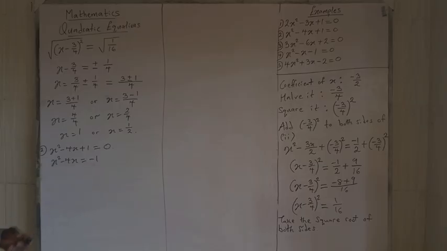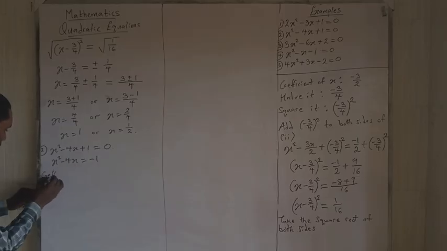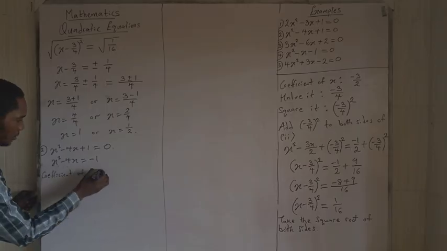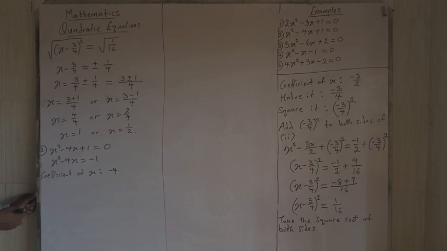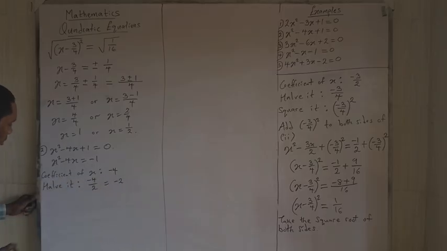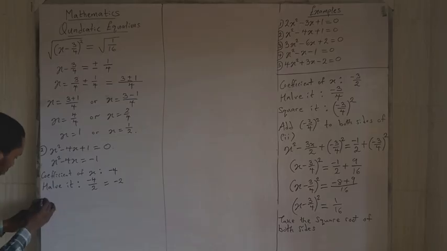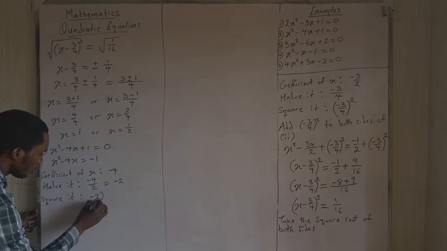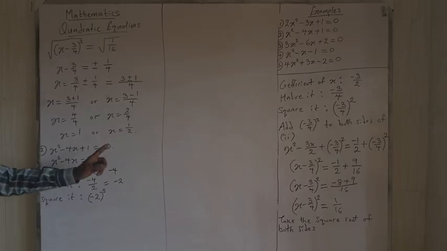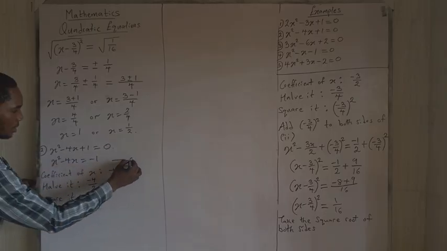So the next thing is, take the coefficient of x, and that is minus 4. Half of it: minus 4 divided by 2, that is minus 2. We are going to square the result. Minus 2 all squared. Don't simplify this. We then add this to our last equation. What is our last equation? This is it. Let's call this equation 1.